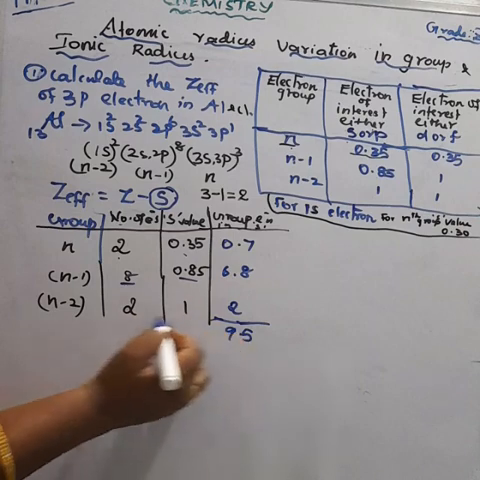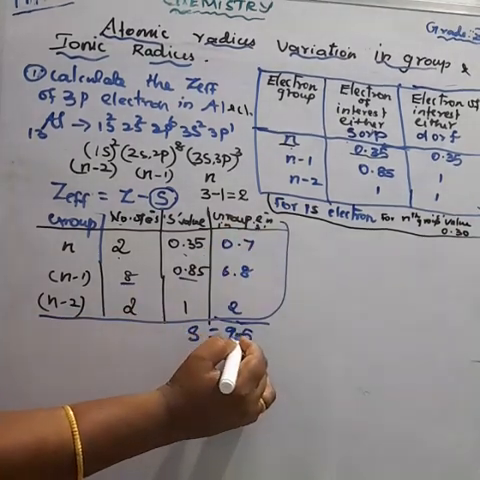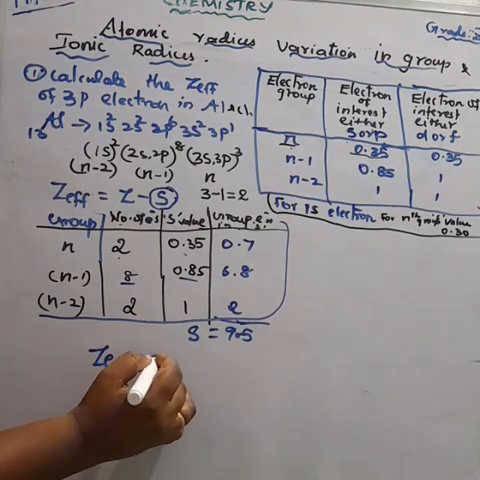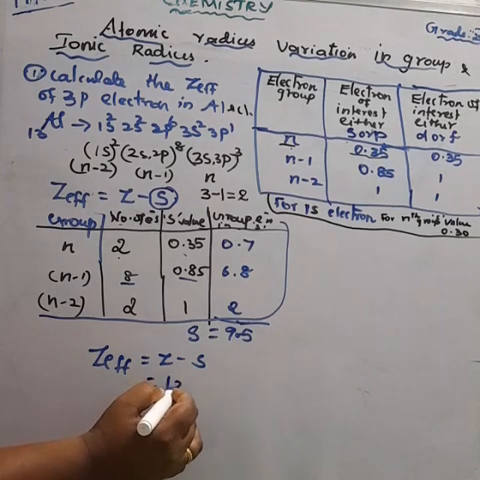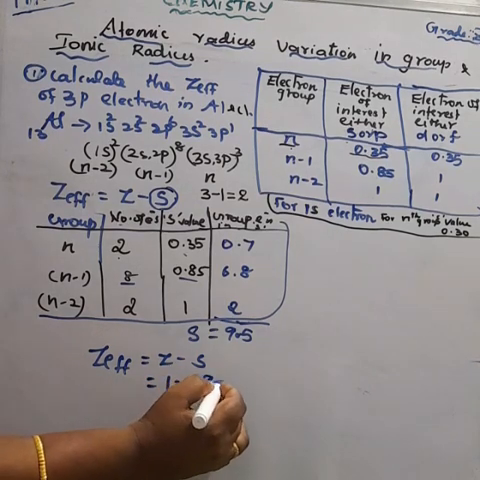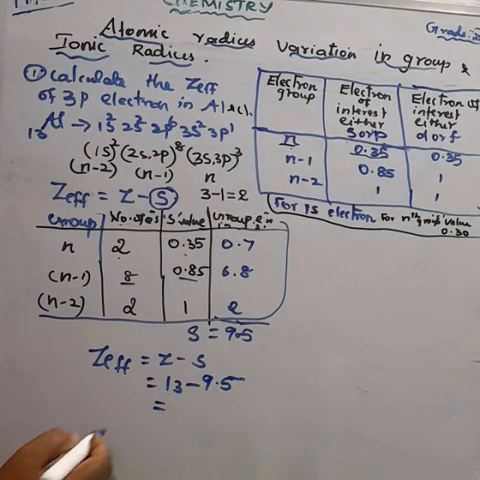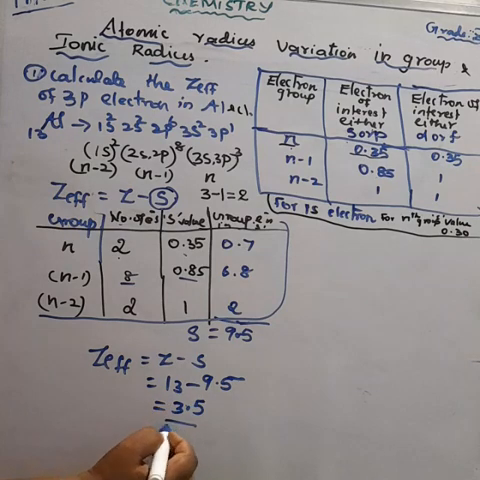So what is the effective nuclear charge? How will you calculate? What is the formula? Zeff is equal to Z minus S. Here Z means atomic number, aluminum atomic number 13. We know 13 minus, what is the S value? 9.5. So we get, what is the final value? 3.5. Understood?